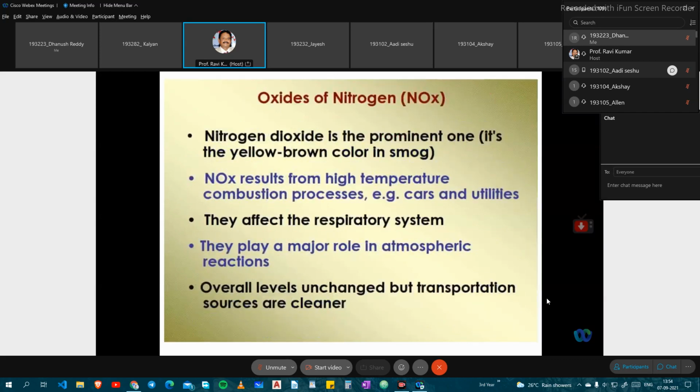And oxides of nitrogen, NOx. Nitrogen oxide is the prominent one. It's a prominent one, and that yellow-brown color is smog. NOx results from high temperature combustion processes, for example cars and utilities. They affect the respiratory system. They play a major role in the atmosphere. Overall levels are unchanged, but transportation sources are cleaner.